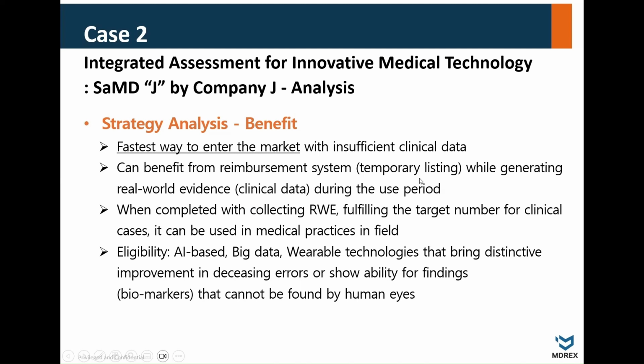Although some can say that this use period is only for generating real-world evidence in a limited number of institutions, one thing here is that when the target number of real-world evidence cases is met, it can be used in actual medical practices. So, can everyone take this track? The answer is no. At this moment, only AI-based big data or wearable technologies and other technologies that can bring distinctive improvement, so-called innovation, can apply for this track.